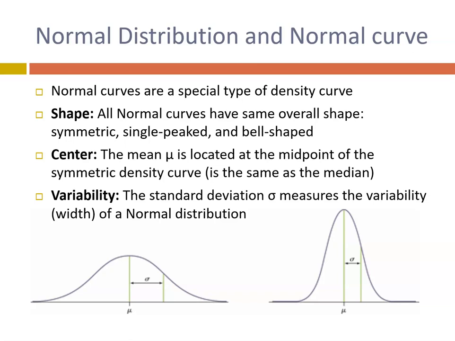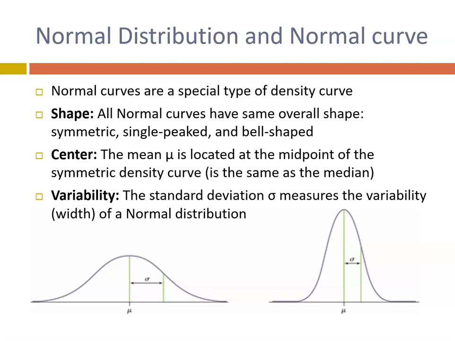Now that we understand what a density curve is, we're going to focus on a very particular type of density curve. That curve is called the normal curve, and this is normal with a capital N. Not just to be quirky, but normal here means something different. Normal curves are a special type of density curve. Let's talk about the shape, the center, and the variability of these curves.